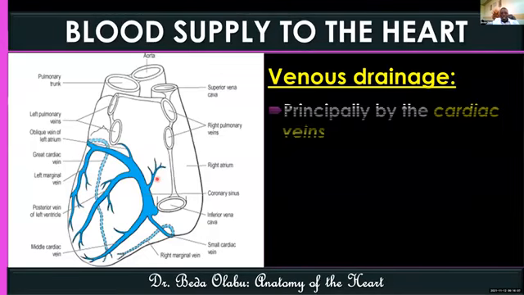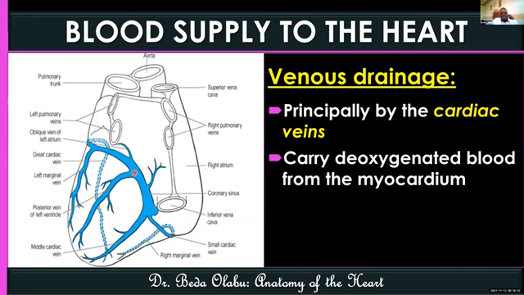How about the veins that drain the heart? Principally, the veins that drain the heart are called cardiac veins. Some of them follow the artery, some of them run separately. There are many veins, we don't have to mention their names. Remember, they carry deoxygenated blood from the myocardium back to the heart. So the aim here is therefore to take blood to the right atrium.